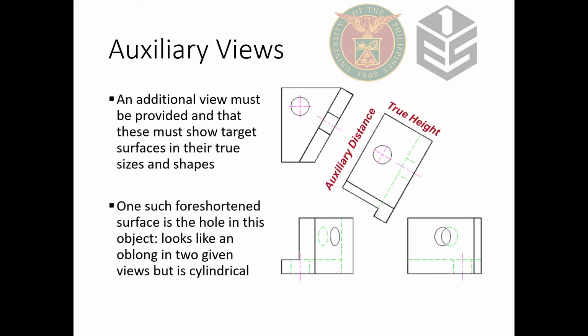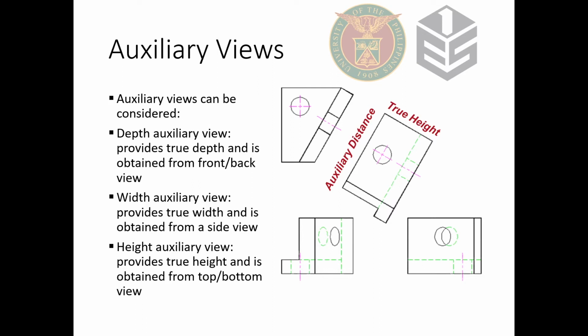So we have to provide an additional view, and these must show the target surfaces in their true size and shapes. So in this example, we have an oblong looking thing that is actually a cylindrical hole.